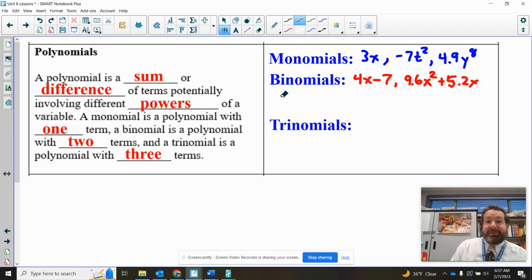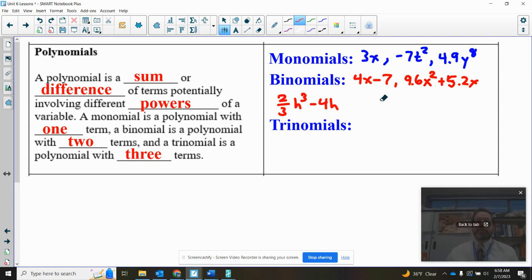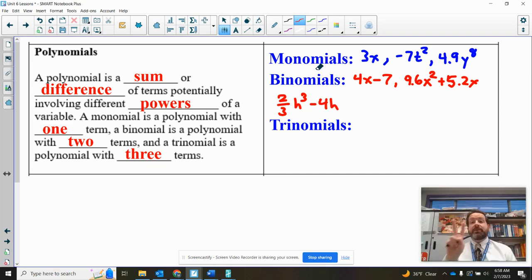You can even have binomials with fractions. That's okay too. So 2/3 h to the power of 3 minus 4h. There you go. That's another binomial. What matters is there are 2 terms put together with plus or minus.